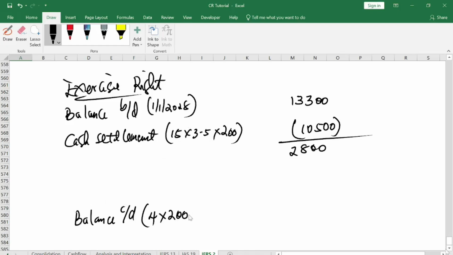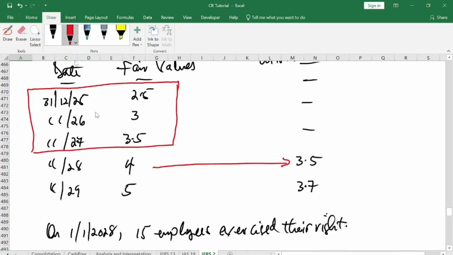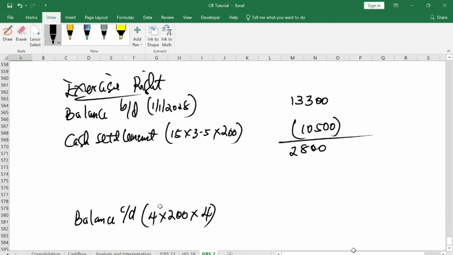So you have to also value the remainder of the employees' shares. You pick the 4 people, and you multiply their share appreciation times the fair value of the shares when you come to 2028. Obviously, in 2028, the fair value of the share is 4. Then you multiply by this 4, and that gives you 3,200 to be the carrying amount of the share. So now that you have this 3,200, the difference between 3,200 and 2,800 will go to P&L as an expense, 400.